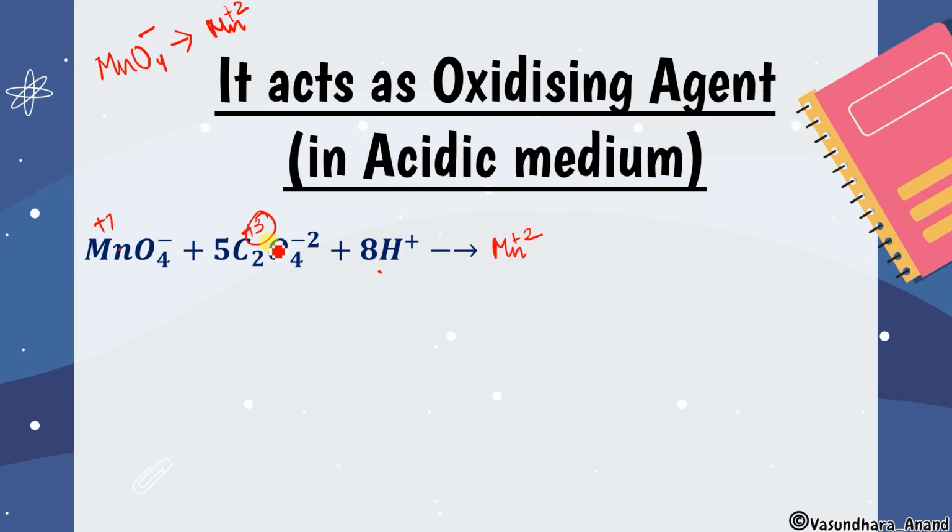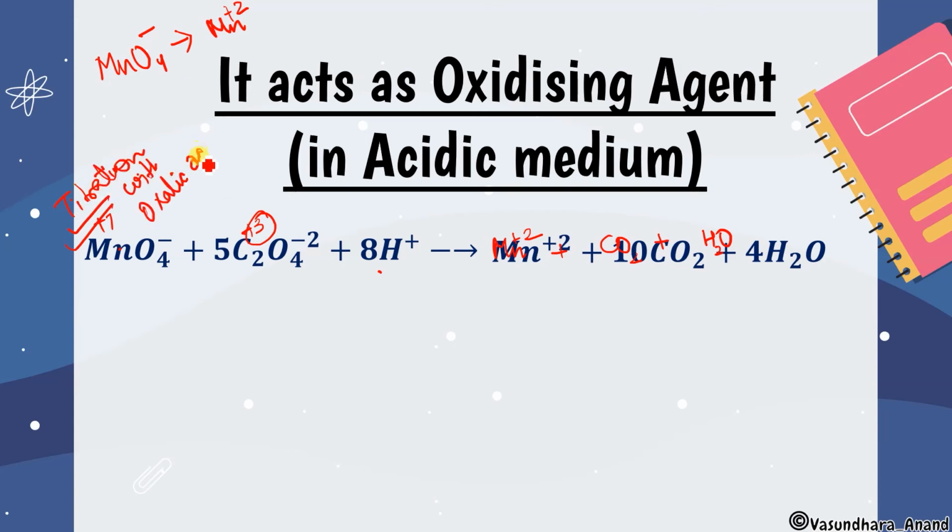Then this has to be oxidized, and the higher oxidation state of carbon, we know, is carbon dioxide, that means CO2 is going to form along with the water. Yes or no? Now you balance it. Mn plus 2 plus 10 CO2 plus 8H2O. And this is the equation for titration with oxalic acid.